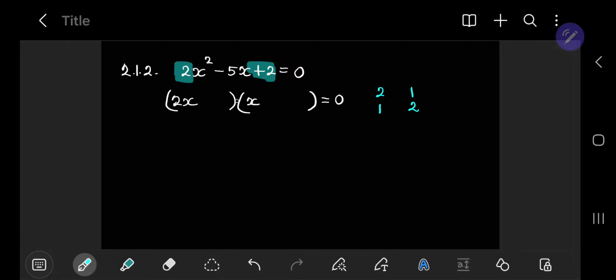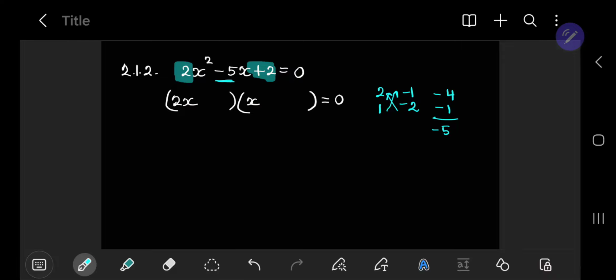And since I need to get negative 5, which is in between, I'm going to take factors of the third term as both being negative. Because remember, negative 1 times negative 2 gives you positive 2. But what we do from here is that we cross multiply. So we're going to take 2 times negative 2, which is negative 4. We're going to have 1 times negative 1, which is negative 1. Now we add these values to get negative 5.